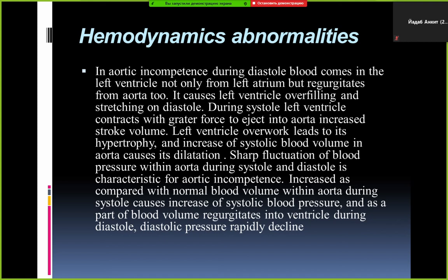Increased, as compared with normal, blood volume within the aorta during systole causes an increase of systolic blood pressure, and as part of the blood volume regurgitates into the ventricle during diastole, diastolic pressure rapidly declines. So this is a very particular, common characteristic of hemodynamic abnormalities in case of aortic incompetence: very high systolic pressure and low diastolic pressure.